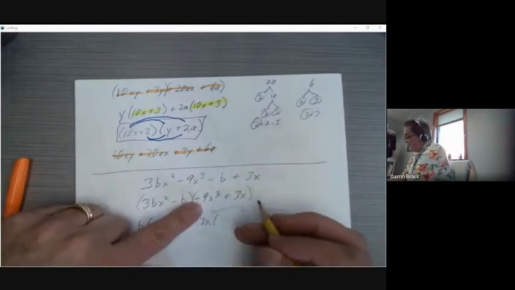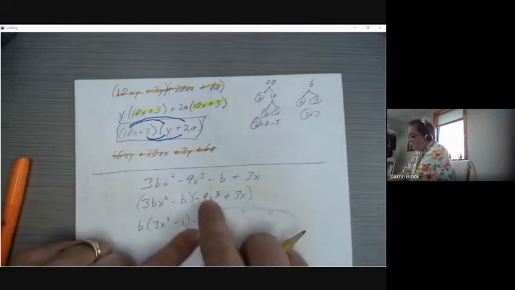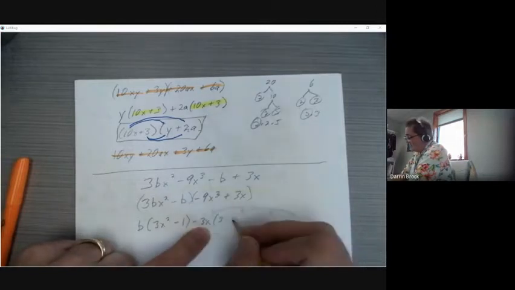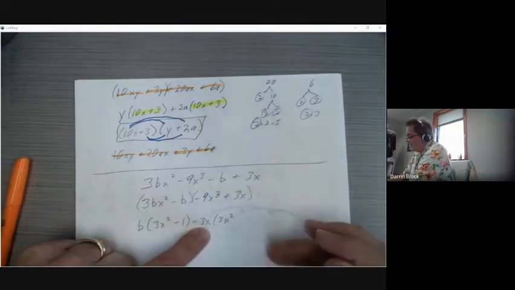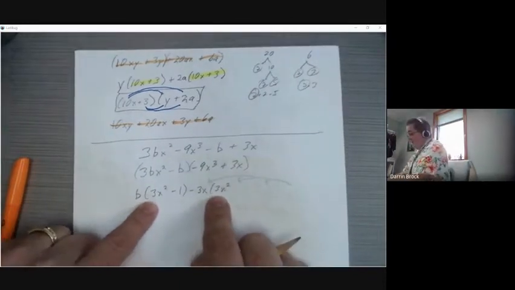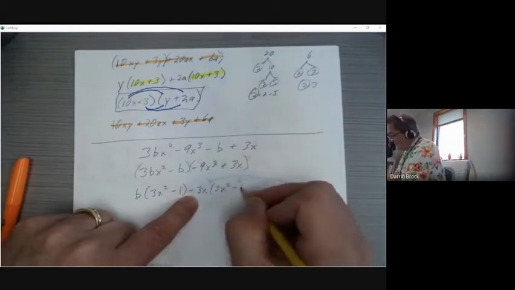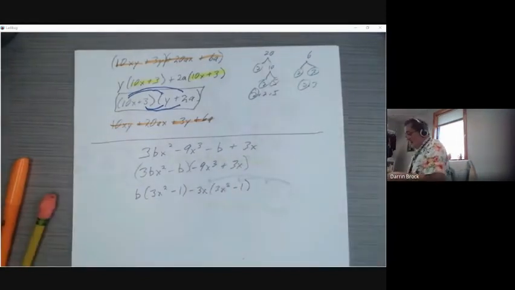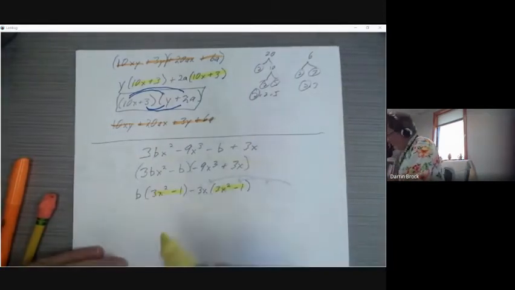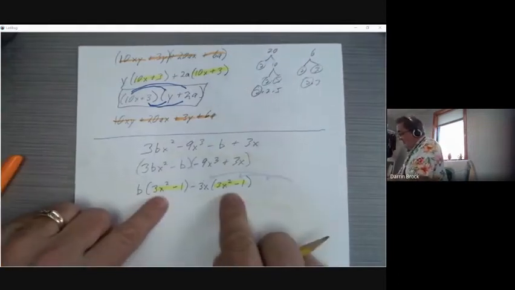So this leaves, when I take negative 3 out of negative 9, negative 3 times 3 would get me back to the negative 9. X times what would get back to x to the third? X squared. Oh, I'm getting the same term. That's what I want. If I take negative 3x out of positive 3x, that just leaves a negative 1. Looky there, I've got the same thing in both terms, 3x squared minus 1.